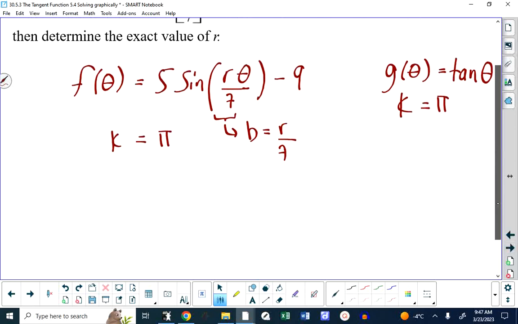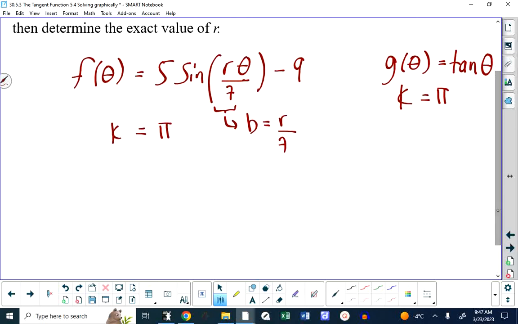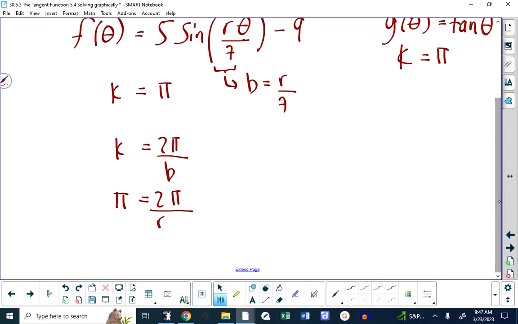And you know there's a relationship between b and the period, which is that the period equals 2 pi over b. So we ought to be able to figure out what r is equal to make that happen. Because the period is pi, b is r over 7.